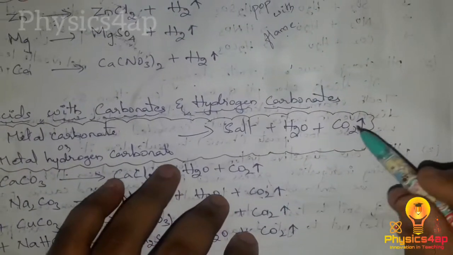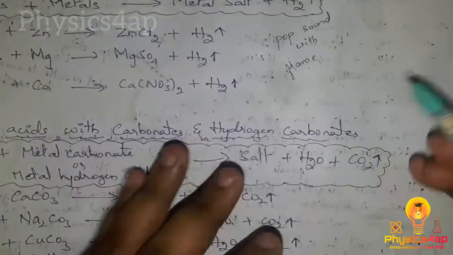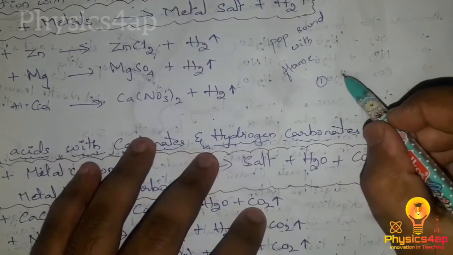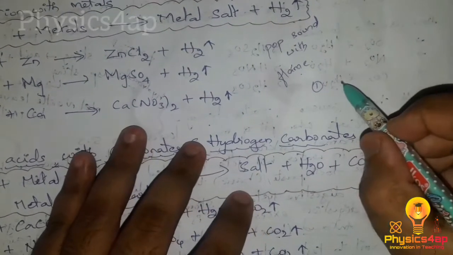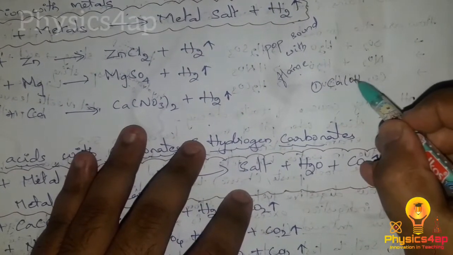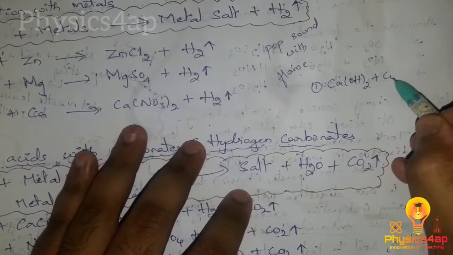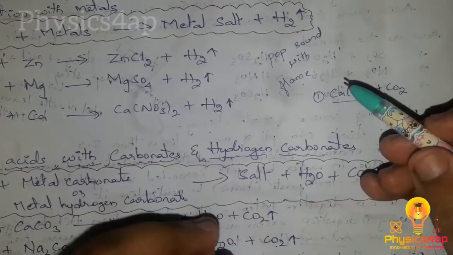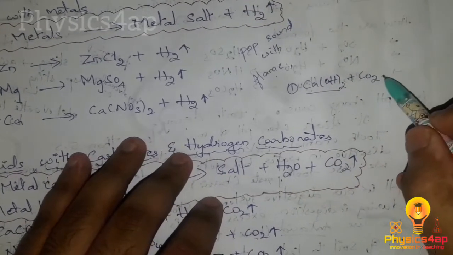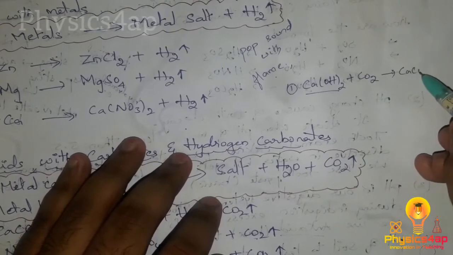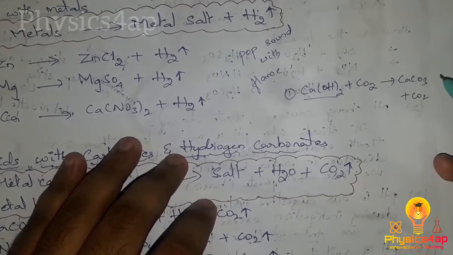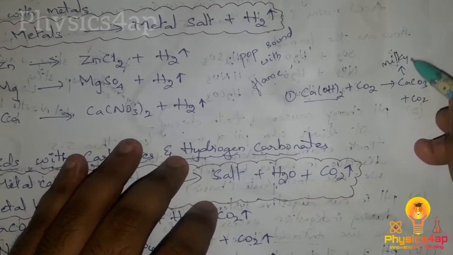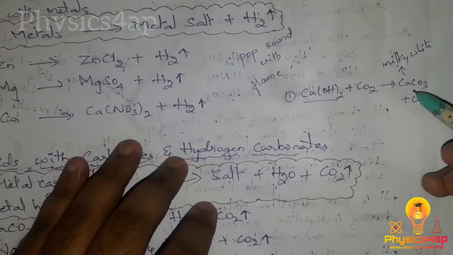So how can we say that the gas released is carbon dioxide? As we have seen in the video, we have two experiments. The first one is that slaked lime, calcium hydroxide, which is actually a colorless liquid, converts into milky white when it reacts with carbon dioxide. When carbon dioxide is sent into it, it turns into CaCO3, a milky white precipitate.